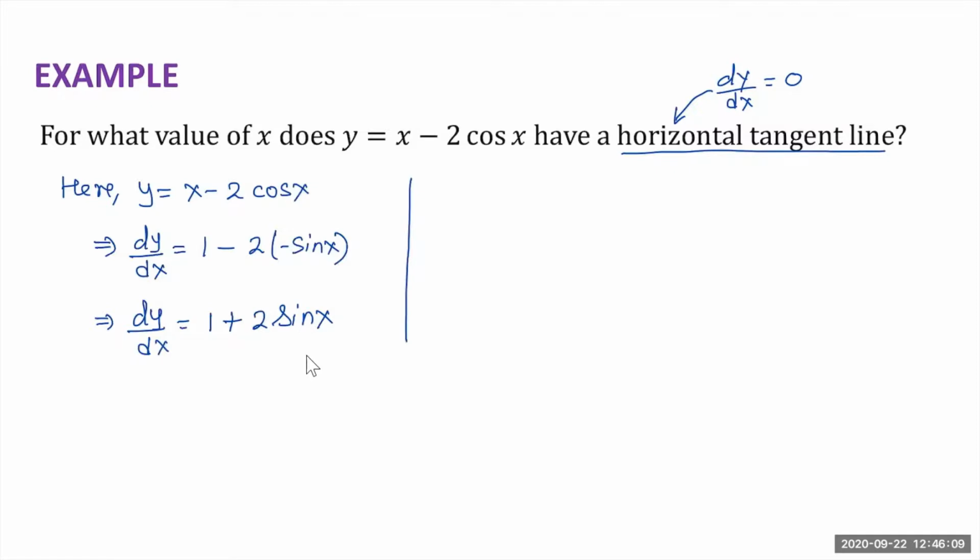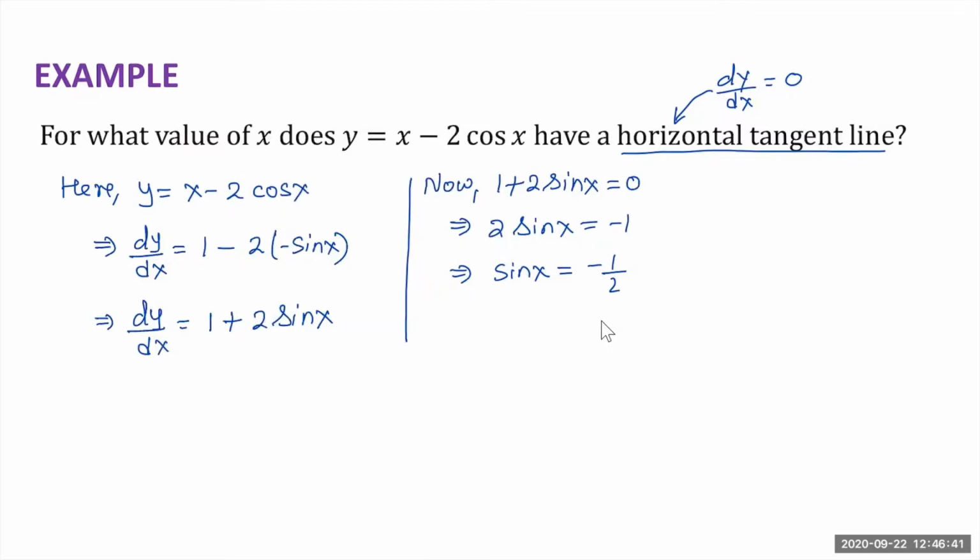Now, for the horizontal tangent line, the derivative must be 0. So my derivative, which is 1 plus 2 sine x, must be 0. If I want to find the value of x, I need to subtract 1 on both sides. So 2 sine x is equal to -1. If I want to find sine x by itself, I have to divide both sides by 2. So sine x is -1 over 2.